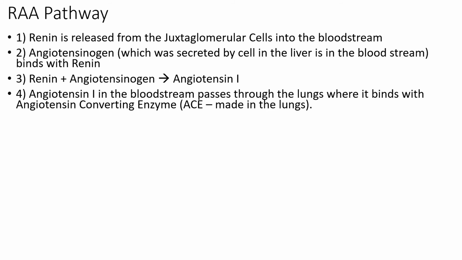So angiotensin 1 is floating around in the bloodstream, and it's just going to make its way through the lungs where it binds to angiotensin converting enzyme, which is known as ACE. And just again, don't forget that ACE, angiotensin converting enzyme, was made in the lungs. Now, the angiotensin 1, which is in the bloodstream, is going to combine with the ACE that's in the lungs, and we're going to make a new molecule called angiotensin 2.